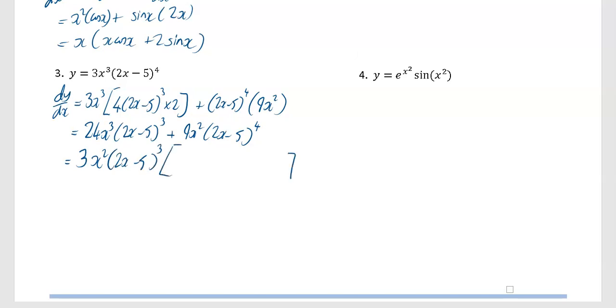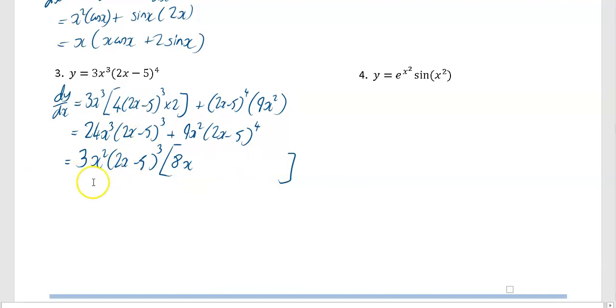Now square bracket, we'll make it a big bracket. Don't know what size it needs to be really, but we'll see. Okay, what do we need to multiply 3x squared times 2x minus 5 to the power 3 by to give you what's above it here? So 3 needs to be multiplied by 8 to get you up to 24, so that's going to be 8 here. Also, the x squared needs to be multiplied by x to get you up to x cubed. So that's just x, so 8x. And we have 2x minus 5 cubed already, so we don't need to multiply anything else by that, so that's fine.